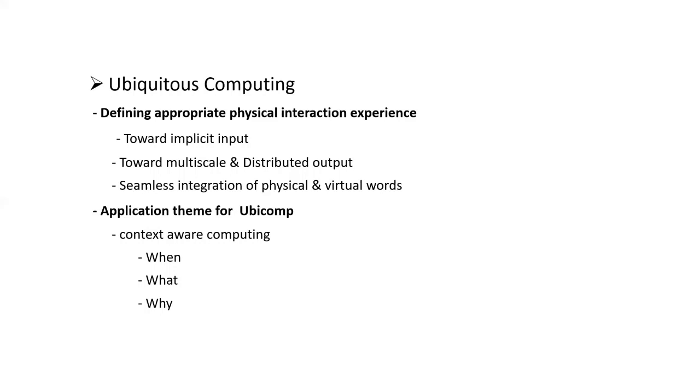Defining the appropriate physical interaction experience. Here ubiquitous computing inspired application development beyond the desktop. These visions assume that physical interaction between humans and computation will be less like the existing desktop keyboard, mouse or display paradigms, and more like the ways humans interact with the physical world. Humans speak, gesture, and use writing implements to communicate with other humans and to alter physical artifacts. So in defining this appropriate physical interaction experience, you have to study what is towards implicit input, towards multi-scale and distributed output, and the seamless integration of physical and virtual worlds.